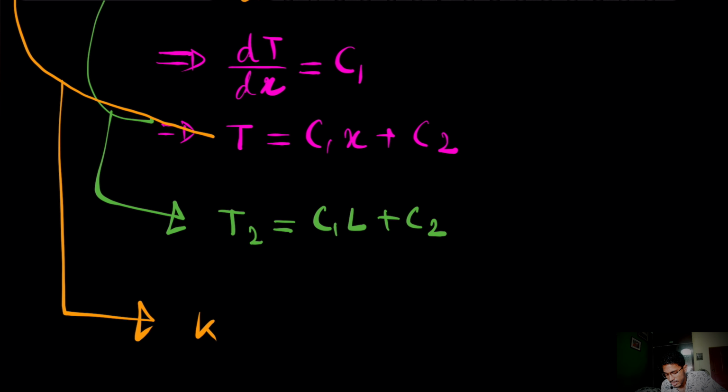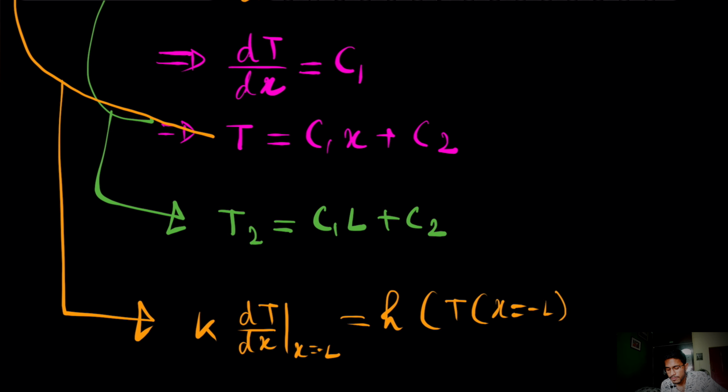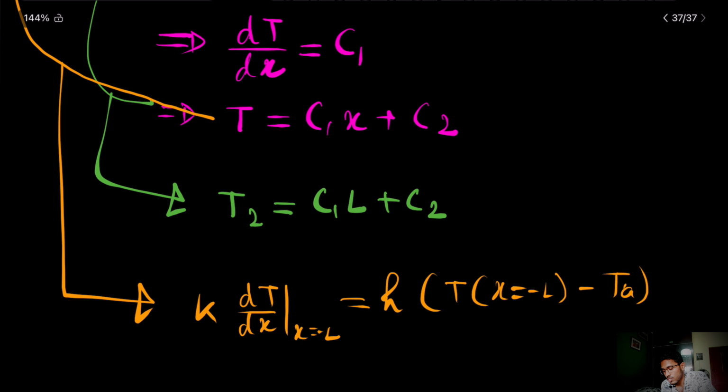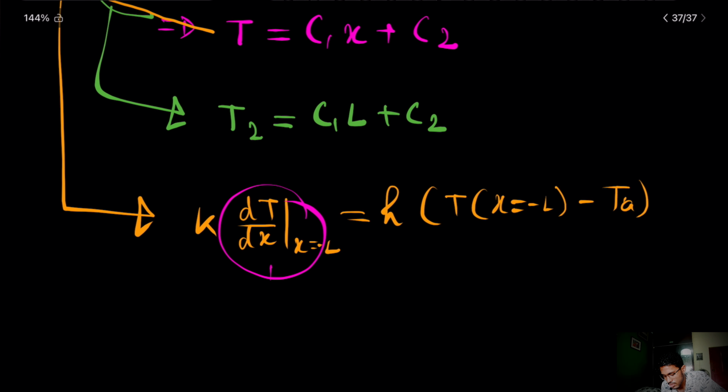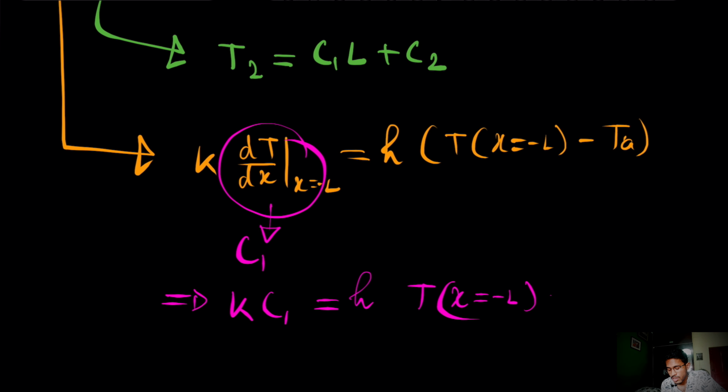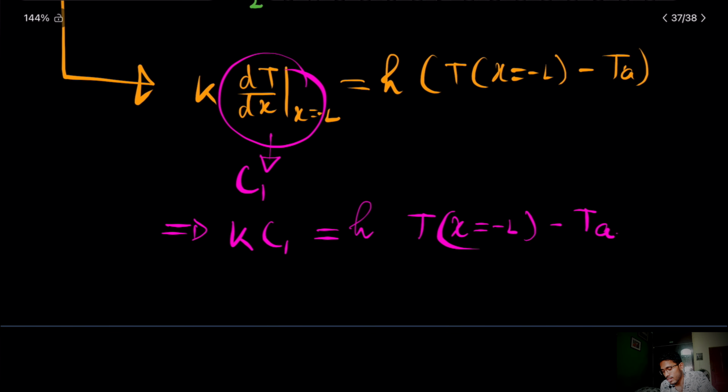k into dT dx at x equal to minus L is equal to h into T at x equal to minus L minus T ambient. Okay, so this is a constant. So here we have the value of dT dx as c1, so let us put that here. So k into c1 is equal to h into T at x equal to minus L minus Ta.